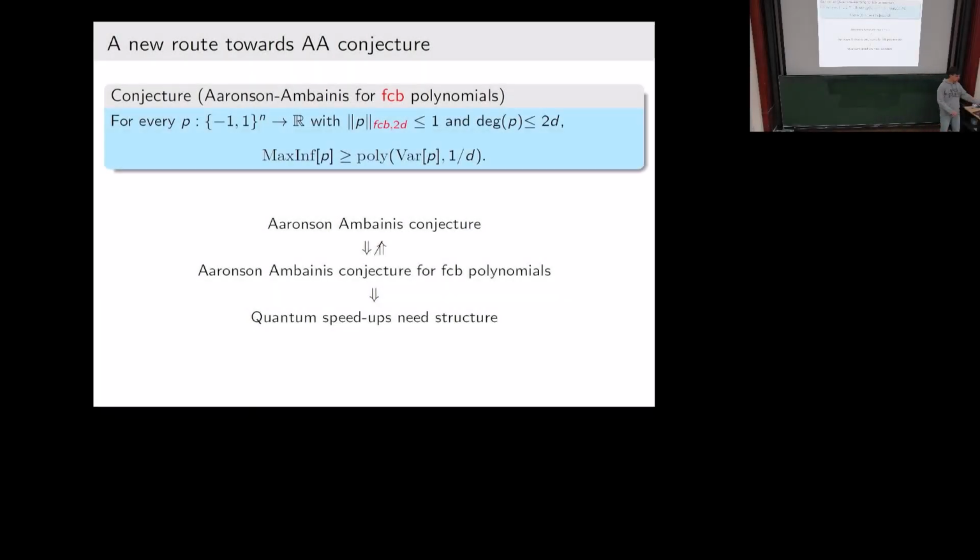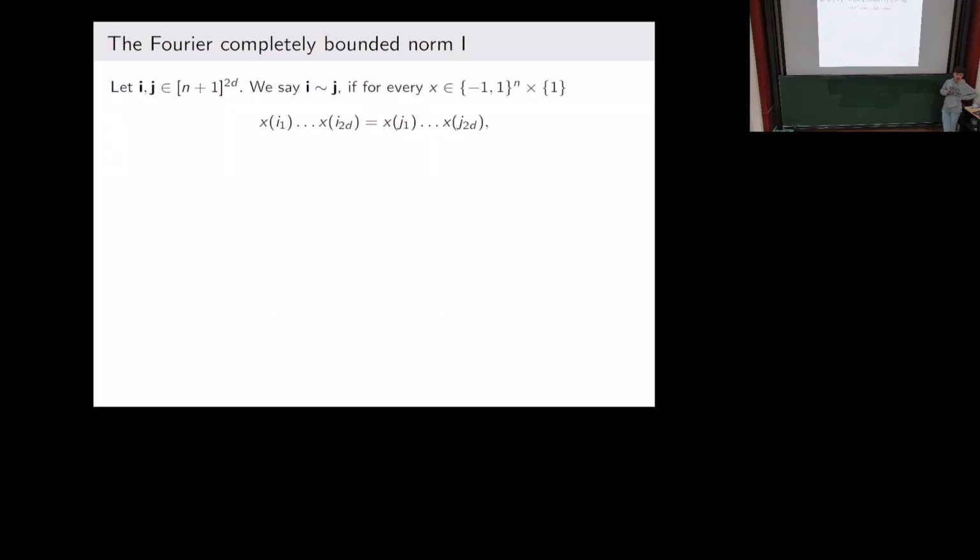Okay. So we were here, we had forgotten about the Aaronson-Ambainis conjecture, and now we are just going to think about the Fourier completely bounded version of the Aaronson-Ambainis conjecture. And now what I have promised you is that I will introduce what the Fourier completely bounded norm is. And to do that, I have to introduce a few definitions.